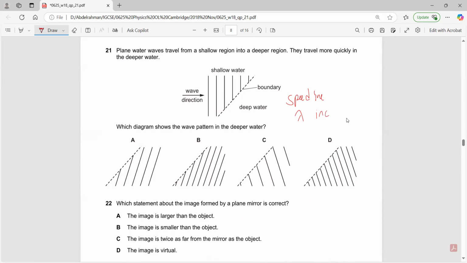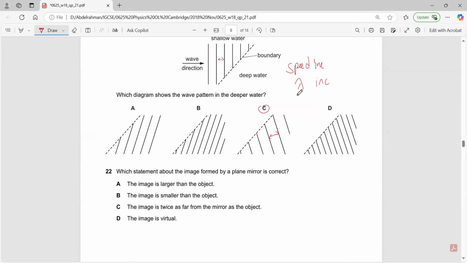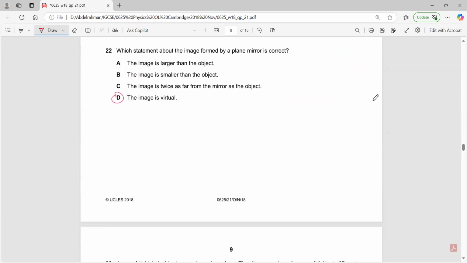Which of these diagrams has a longer wavelength? The only one with a longer wavelength is C. If you check the distances between the wavefronts before reaching the boundary and after they pass through the boundary, in C it definitely has increased. Which statement about the image formed in a plane mirror is correct? Definitely, the image is virtual.